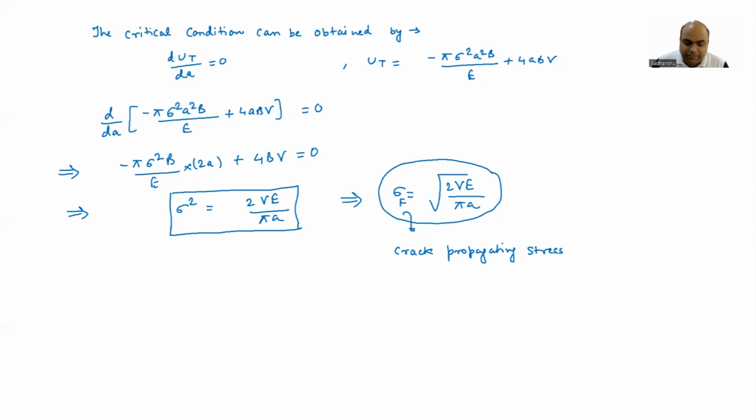So now what is the variation with respect to stress? So this is for a constant stress of sigma. If you remember the whole concept we discussed, if we increase the sigma, the critical crack length is going to be lower. That makes sense, right? So let's plot it.